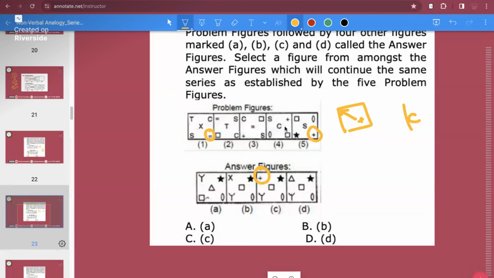Another observation is that whichever is in the middle, the center one, after reaching the center, it is getting vanished, right? And a new element is being introduced. So we won't have S, and that option is also not there. Since we have observed that this plus sign is changing its position, and we have only one such option, we'll go ahead with option C.